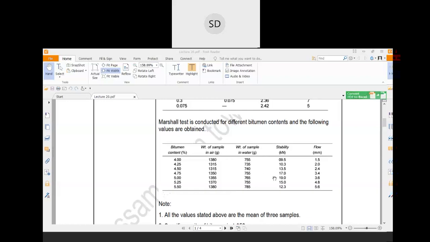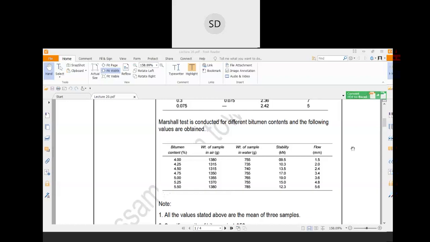This flow value and stability value are determined by examining the samples in the Marshall stability test equipment. As the bitumen content is increasing, you can see from the table that the flow value is also increasing. So what is the flow value? Flow value is nothing but the displacement value. As the bitumen content increases, the aggregate particles mixed with the bitumen can be displaced greatly when external forces are applied on them.